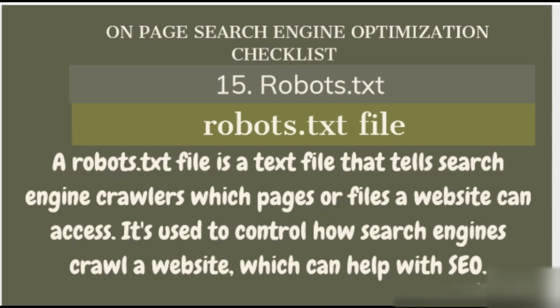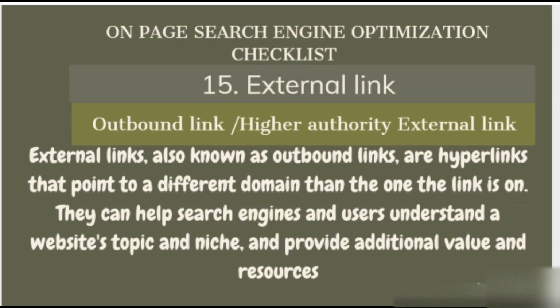Next is outbound links, or higher authority external links. External links, also known as outbound links, are hyperlinks that point to a different domain than the one the link is on. They can help search engines and users understand a website's topic and niche, and provide additional value and resources.